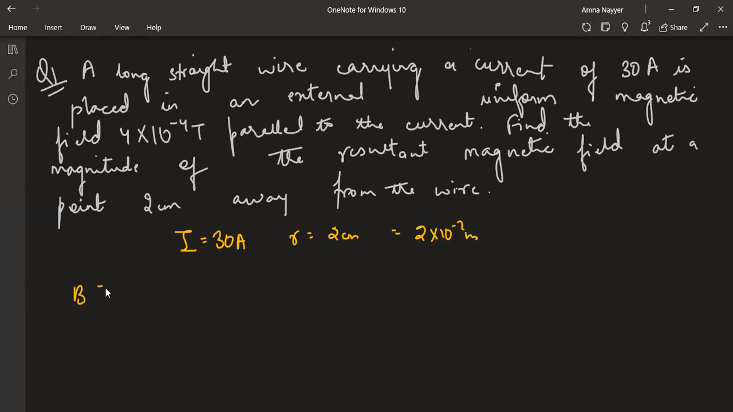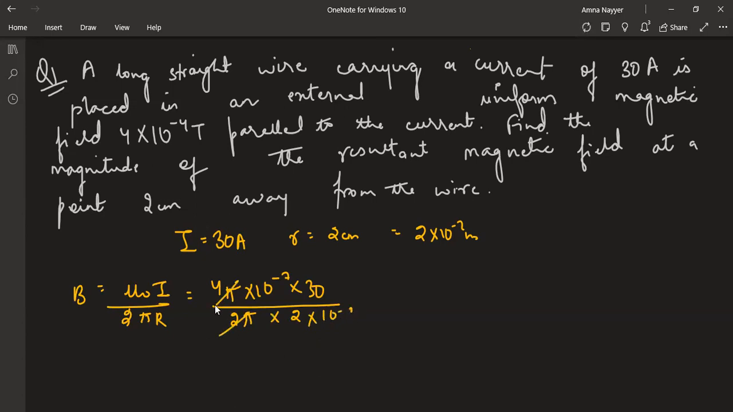So the magnetic field for a long straight wire is mu naught I by 2 pi r. Mu naught is written as 4 pi into 10 to the power minus 7. Yes, Kulsum, correct answer. Current is 30, 2 pi, radius is 2 into 10 to the power minus 2. So 2 pi will give you this 2, here this 2 will get cancelled. It will be 3 into 10 to the power minus 4 Tesla.